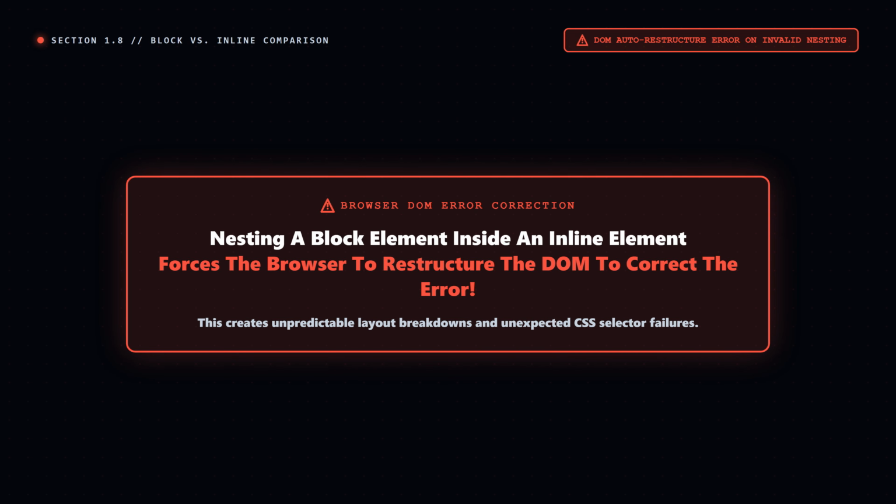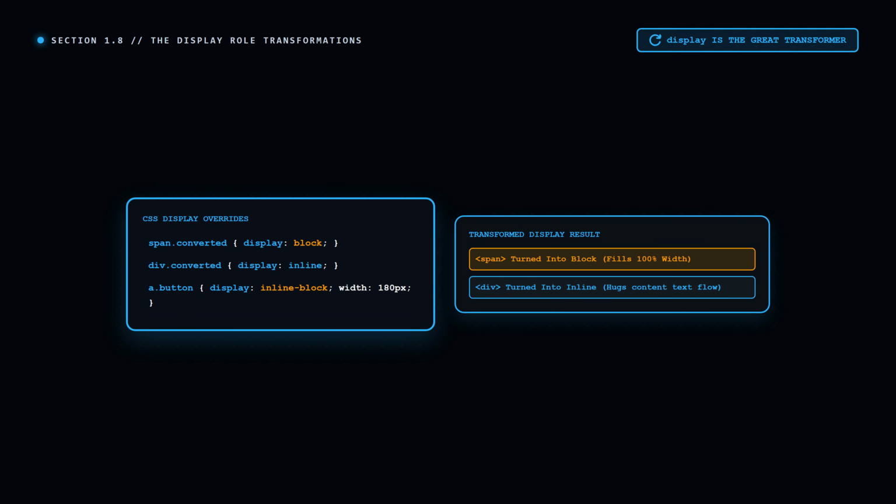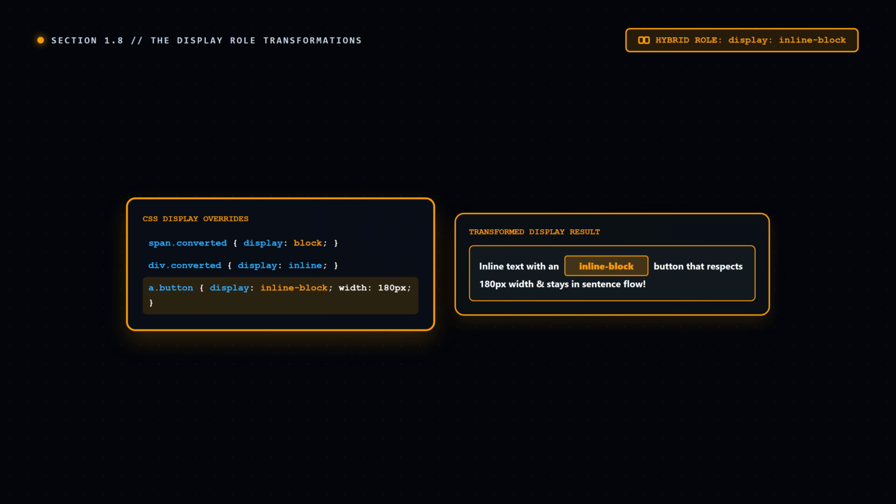Nesting a block element inside an inline element can lead to unpredictable layout behavior because the browser may restructure the DOM to correct the error. The display property is the great transformer. With a single declaration, you can make a block element behave like an inline one, or an inline element stack like a block. There's also inline-block, which is a hybrid. It flows inline like text, but it respects width and height like a block.